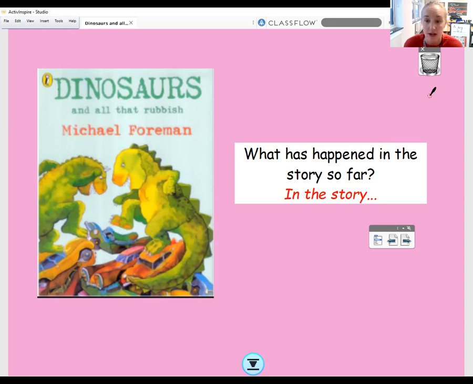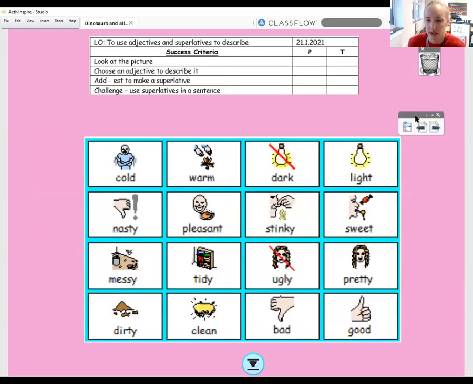And we were wondering what the man was going to do next, because when he looked back down at the earth, he wasn't very impressed with what he saw. So today we're going to explore some adjectives to describe the images that we have seen in our story. Okay, and we're going to use some of these words that are on the board. So we're going to be using adjectives.